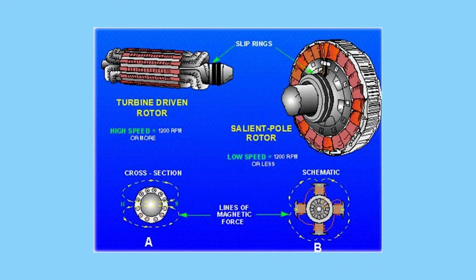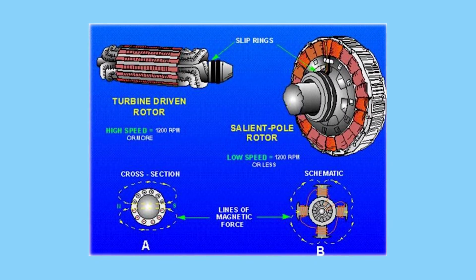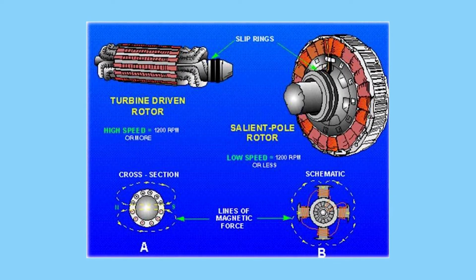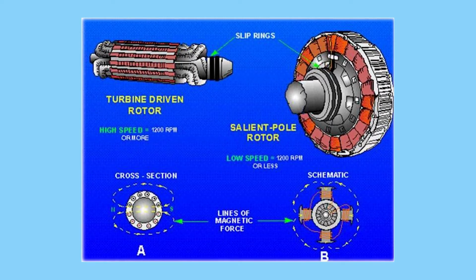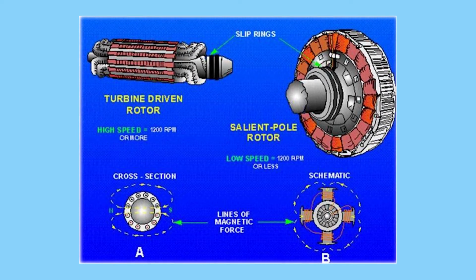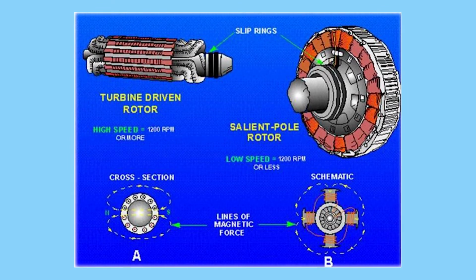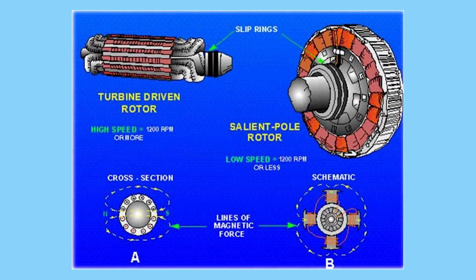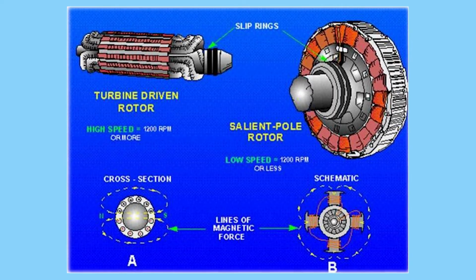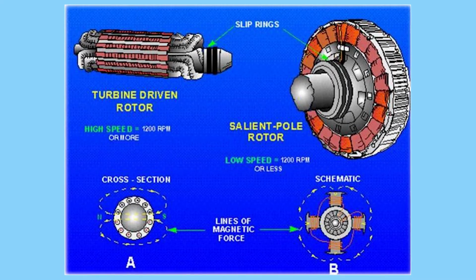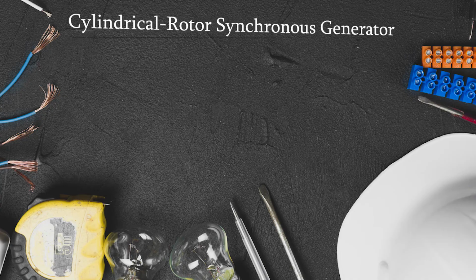And this is the cylindrical type of construction. As you can observe in this diagram, you have the smooth surface. So this kind of construction is more suitable for turbo generators, or the steam turbine based generators, because they are operating at very high speeds. And as you can observe in the diagram as well, the magnetic field, in this case, is smooth around the machine.